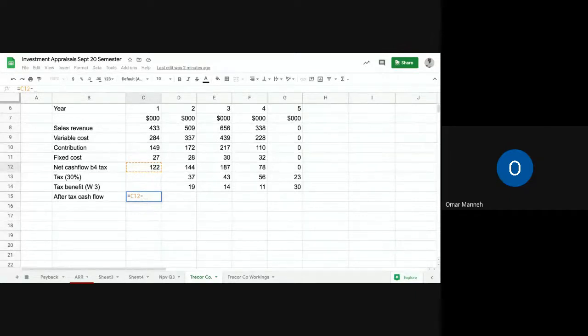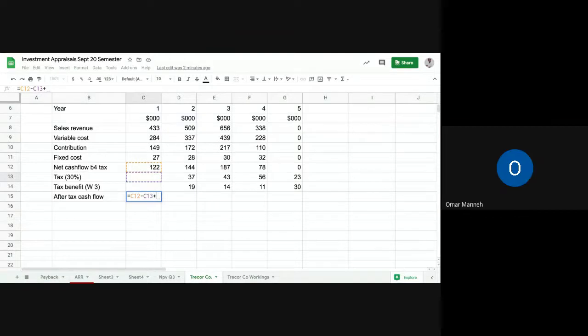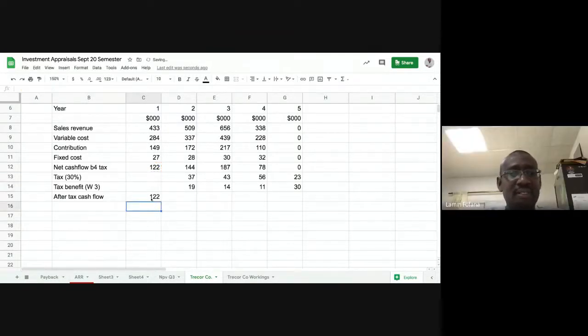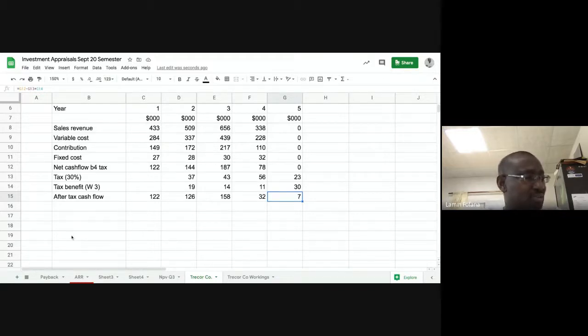Yes, minus this one. C13, minus C13 plus C14. We enter. Good. So we replicate. Right, so our after-tax cash flow will be 122, 126, 158, 32, and 7. So this is our after-tax cash flow.